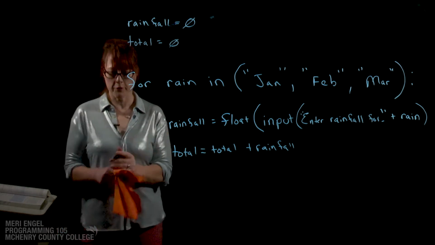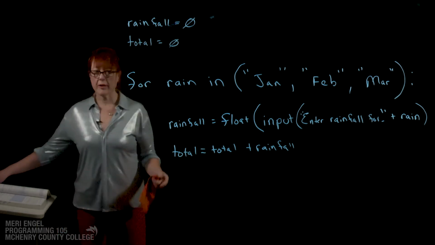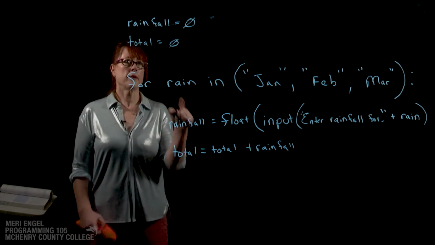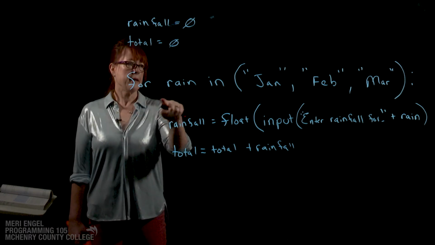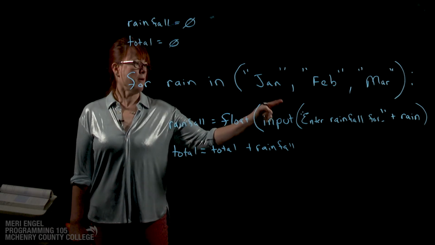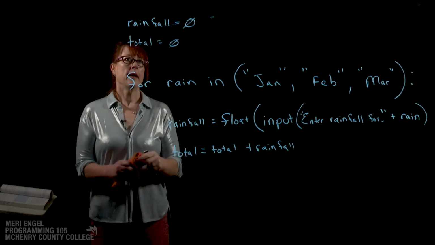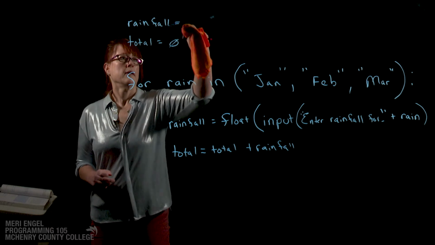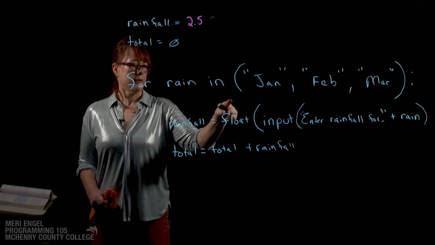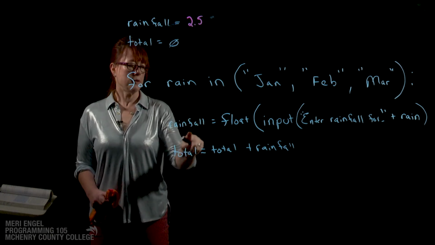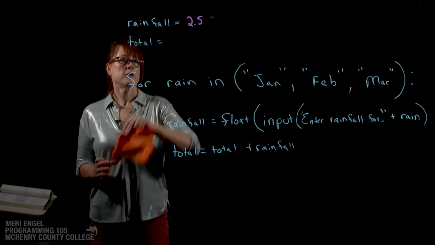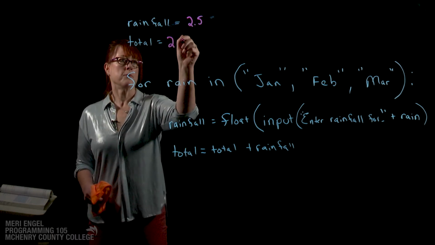So the first time I go through, and we'll walk through the logic on this as well for 3 steps, I'll change the values up here, rain in January. It's going to display on screen, enter the rainfall for January. And we'll say that the user inputs 2.5. So that's stored in rainfall. Total now equals total plus rainfall. So total was 0. Total plus rainfall is 2.5.